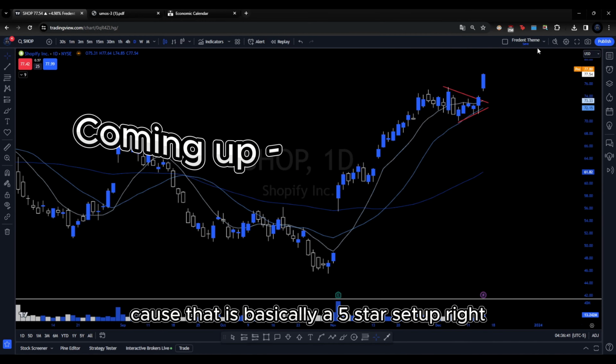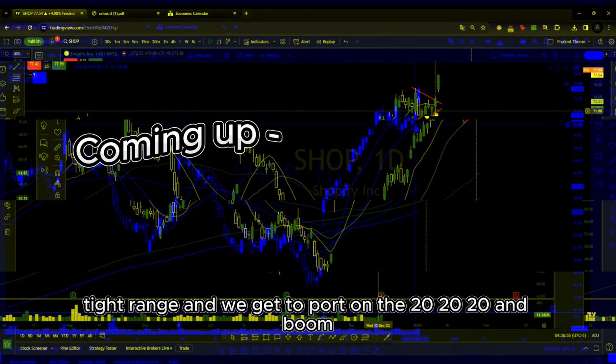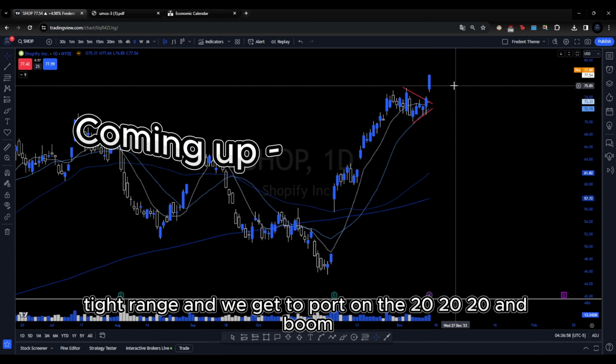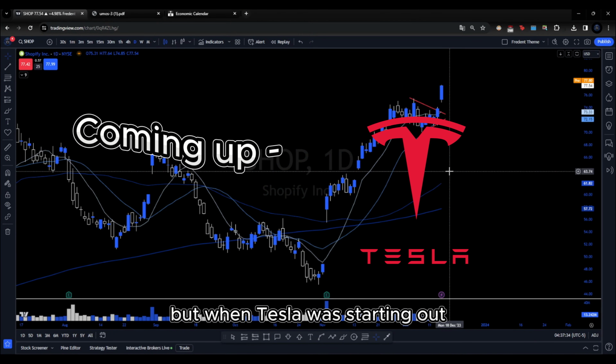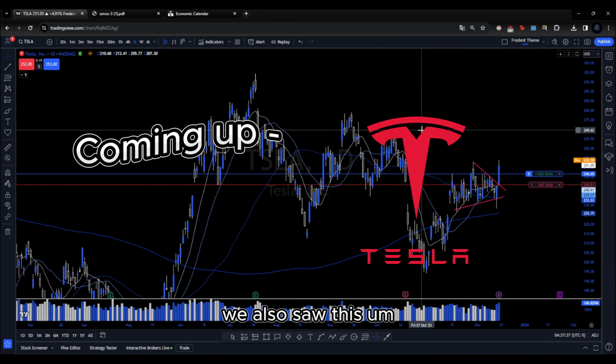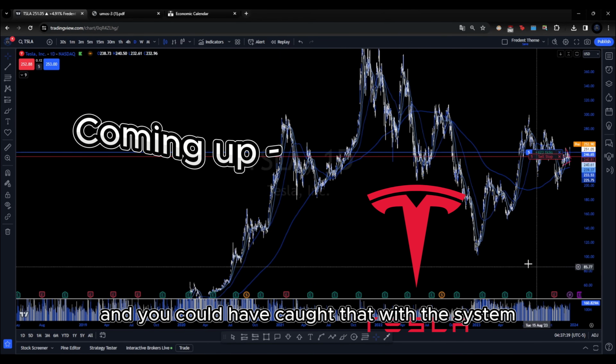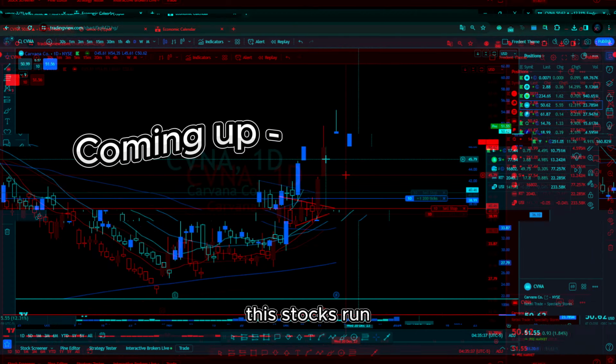Shopify, guys, because that is basically a 5-star setup, right? Tight range, and we get support on the 20, 20, 20, and boom, close above and see sometimes. For example, with Tesla, right? When Tesla was starting out, we also saw this huge movement up, and you could have caught that with the system. I'll show you how these stocks run.